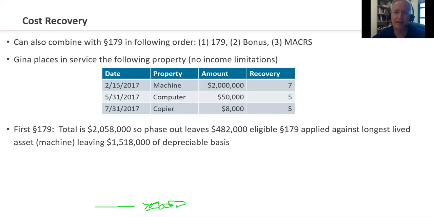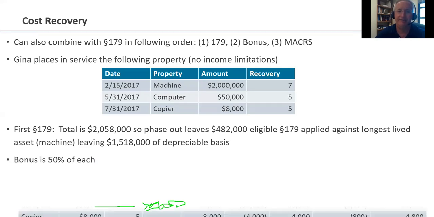So first she's going to apply 179. She says, all right, the total of everything placed in service is $2,058,000. That would have been $28,000 above the Section 179 limit for 2017, which was $2,030,000. That leaves $482,000 eligible for 179. She would apply that to the longest-lived asset, that's the machine. So that would leave $1.518 million of depreciable basis for the machine.